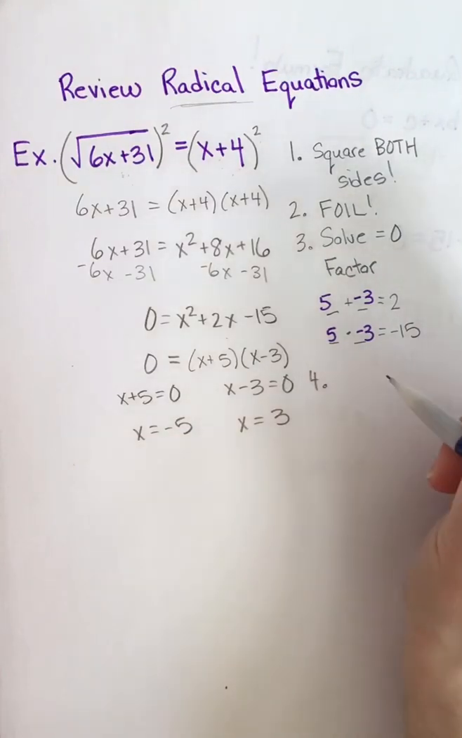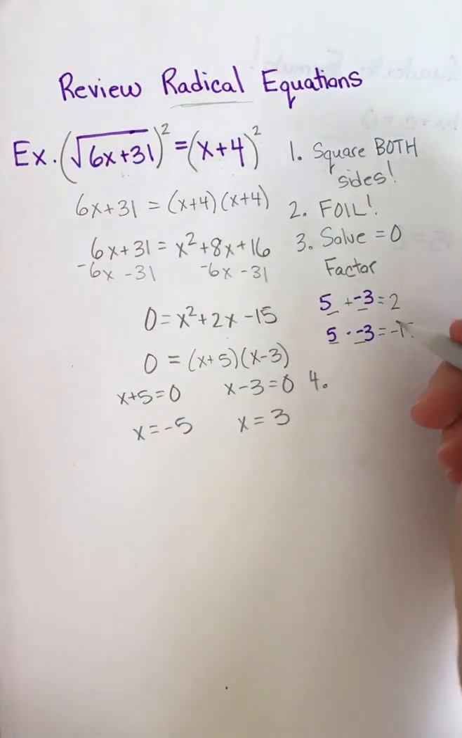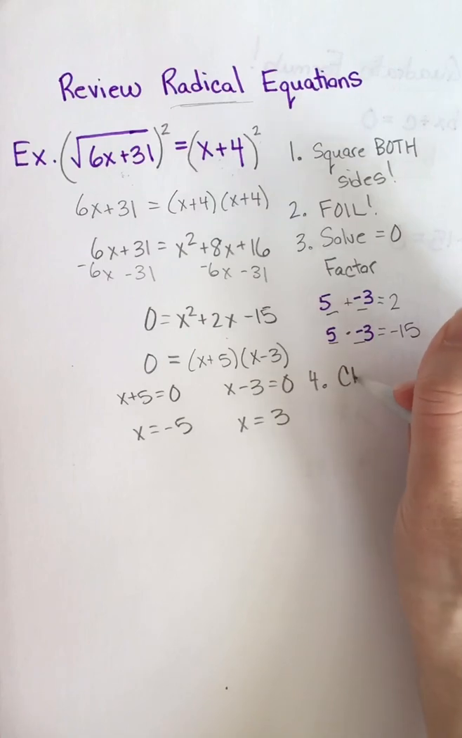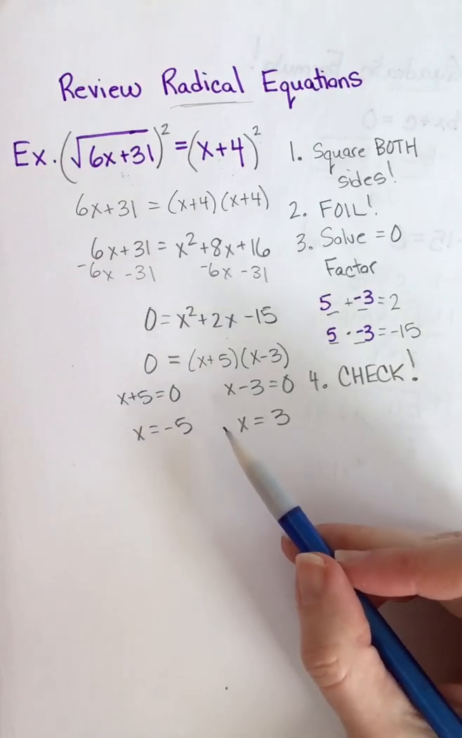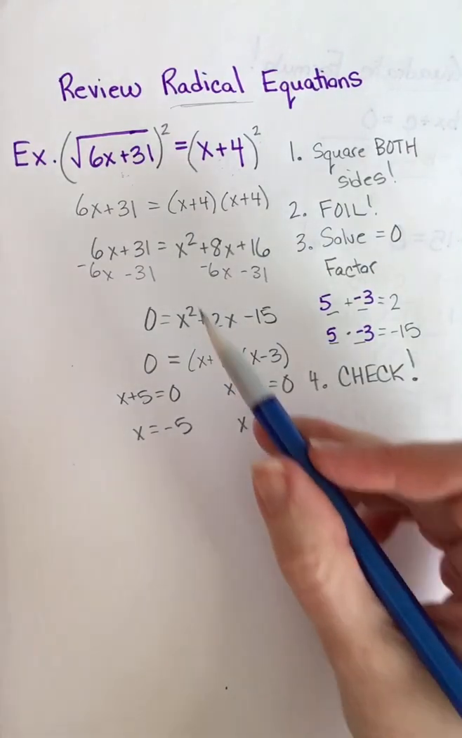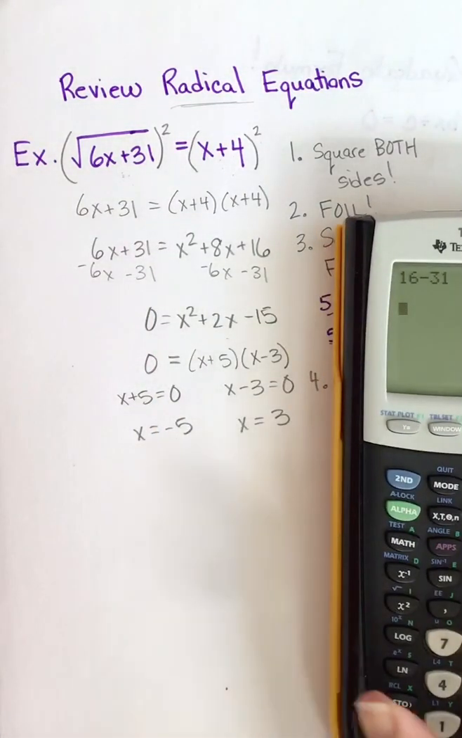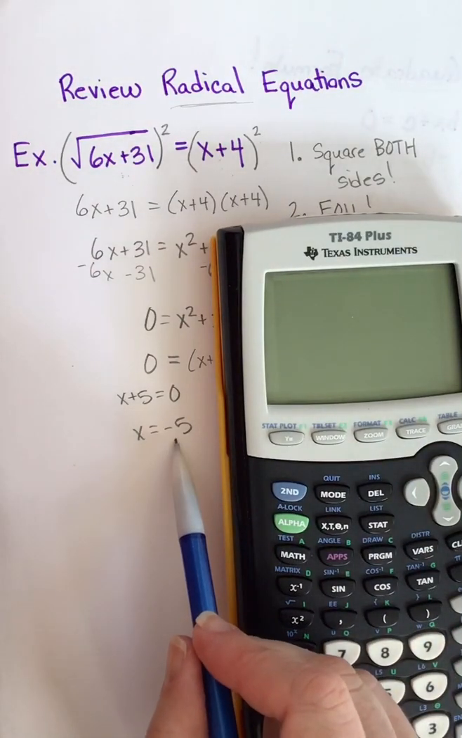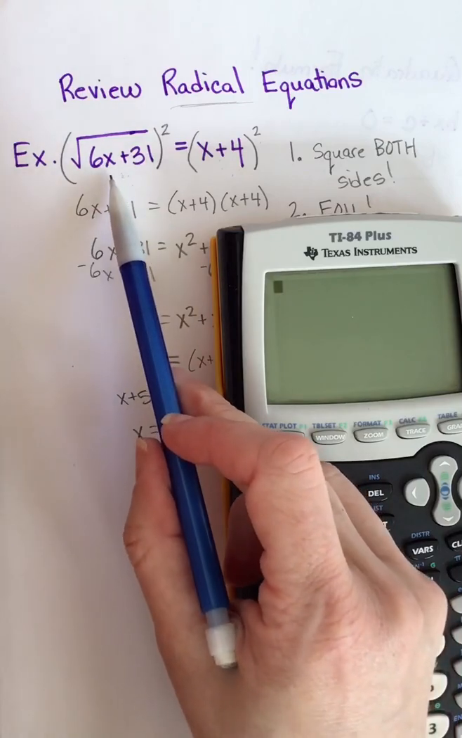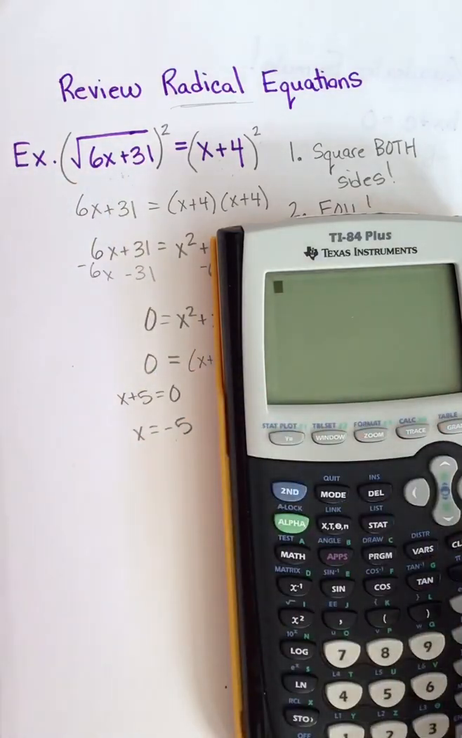Now, what a lot of you are not going to want to hear about radical equations, you must check your solutions. That's going to be the only way to make sure you don't have a number that does or does not work in the original. So take a minute. I promise it won't be too tricky. You're going to use your calculator and take this number here, plug it in for x all the way back in the original. So I have the square root of 6 times negative 5 plus 31.